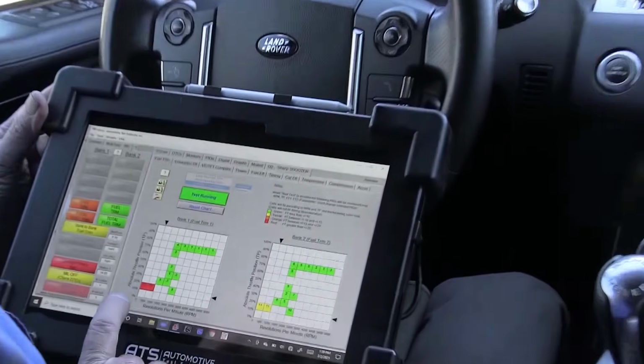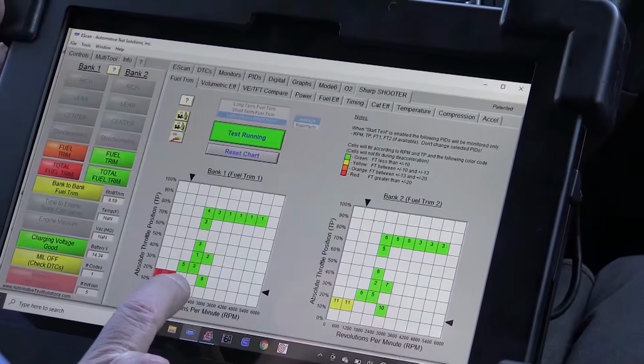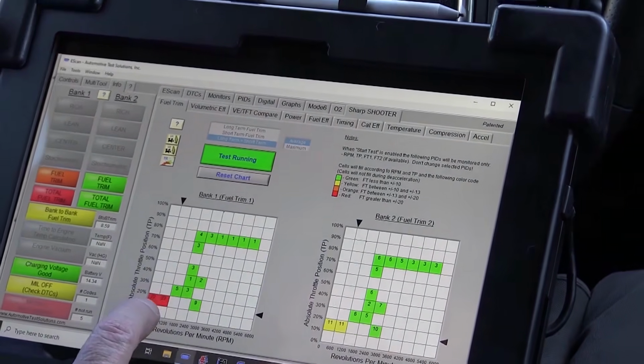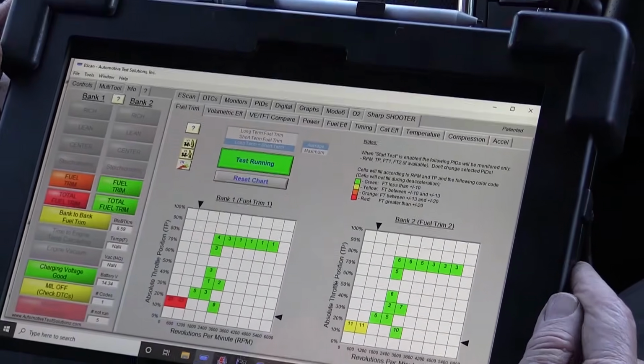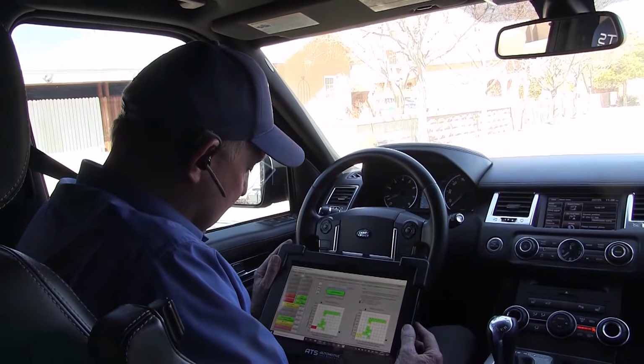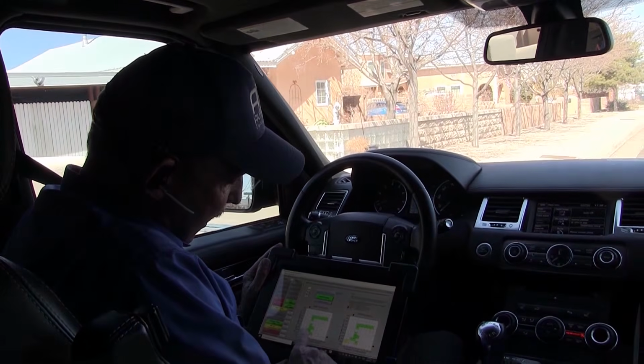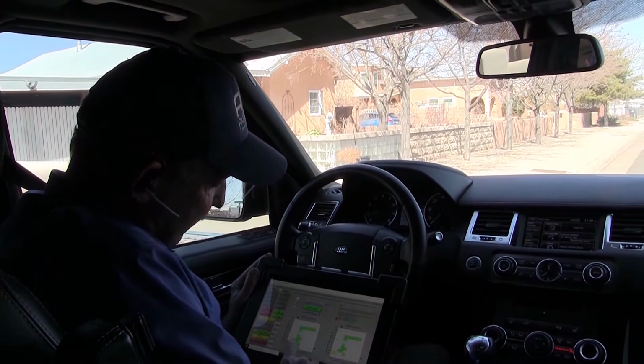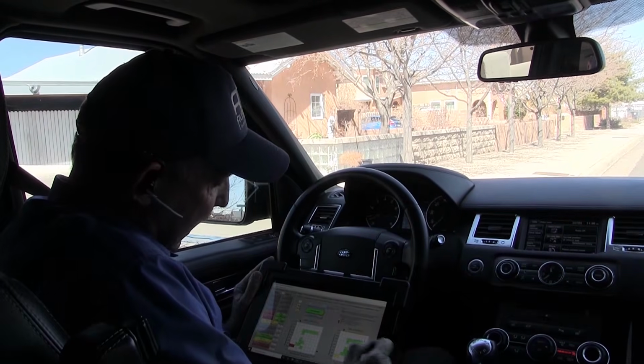So right away, it looks like I'm having more of a problem down low, and this is more of an idle issue than anywhere else. That's really interesting. I'm not sure what's going on here, but it really looks like the majority of my fuel trim issues are at idle.